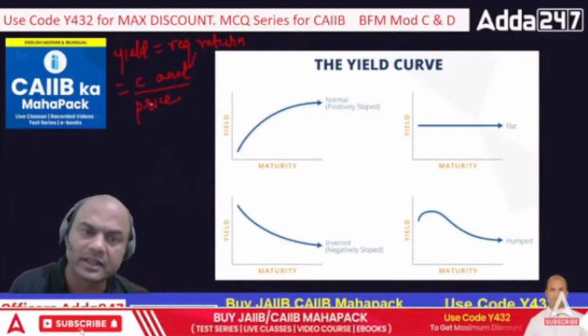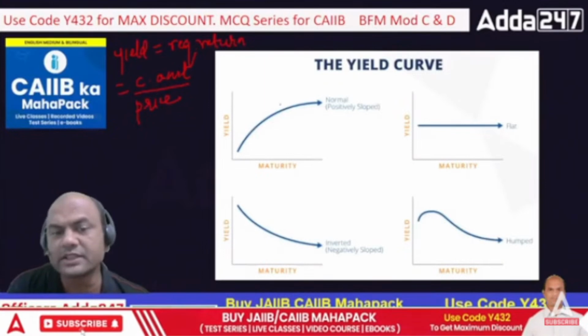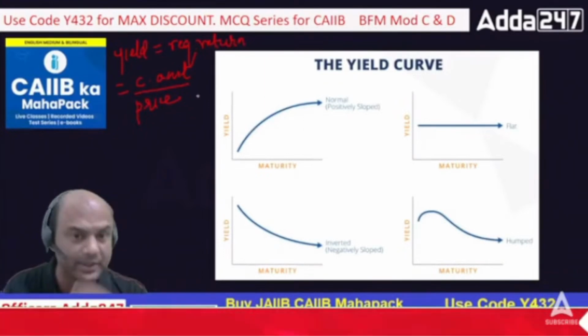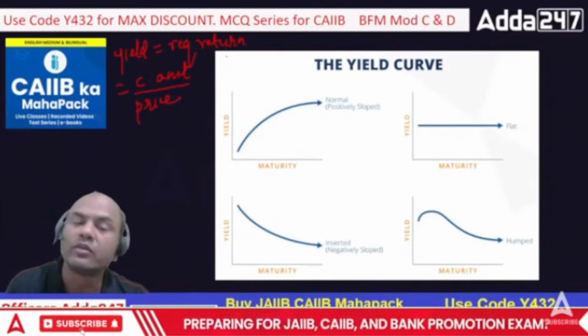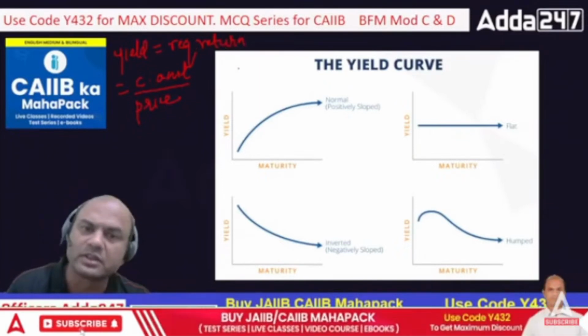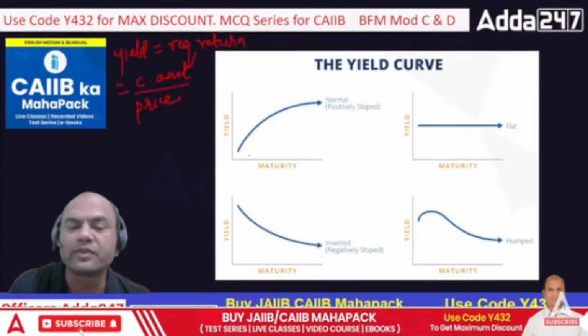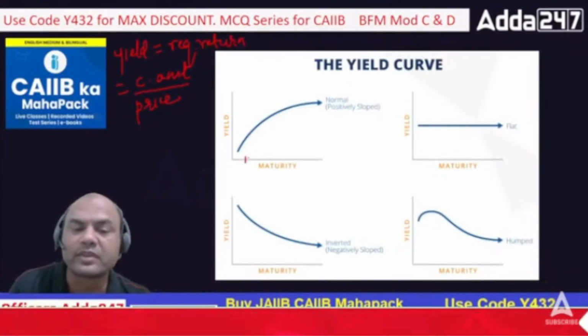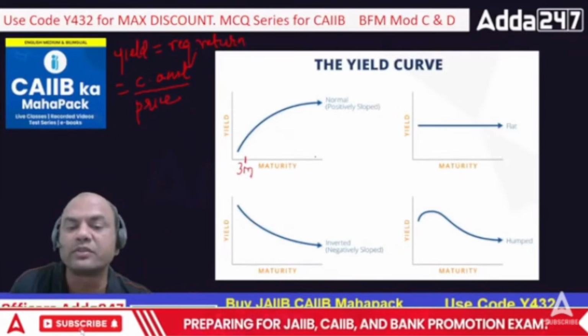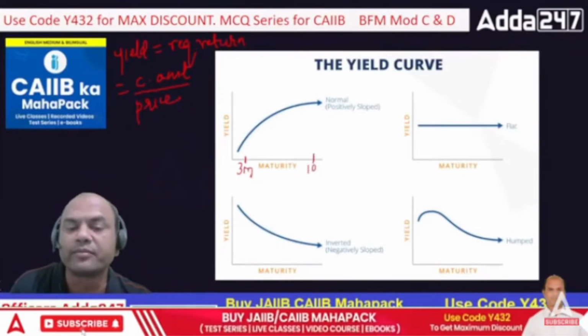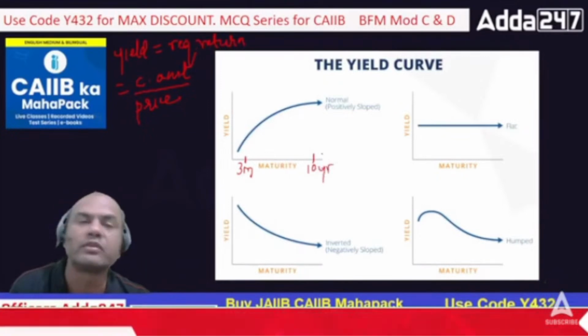Now, done with this theory. Now understand one important part. The yield means required return. It's not the actual return which I am getting. What do you mean by this? Keep this logic very simple. Suppose I am investing for, let's say, 3 months in an FD, or I am investing for, let's say, 10 years in an FD. Which FD will have a higher rate of interest?